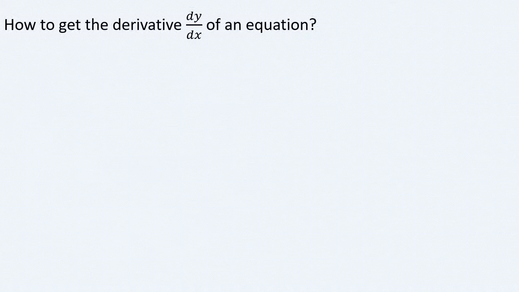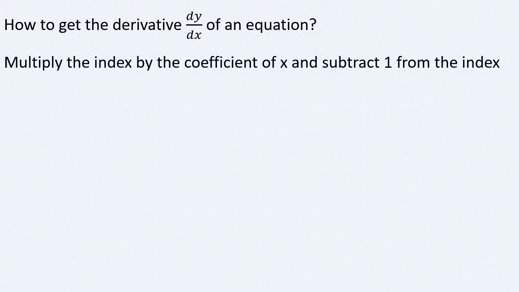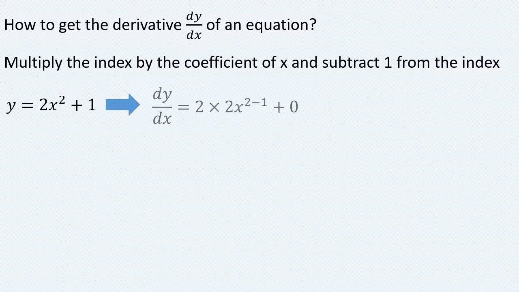Well, first we multiply the index by the coefficient of x and subtract 1 from the index. What does this mean? Now, if we take this one example, y equals 2x squared plus 1. As we said, we multiply the index, which is 2, by the coefficient of x, which happens to be 2 as well, and we subtract 1 from the index. So we end up with 2 times 2, x to the power of 2 minus 1.